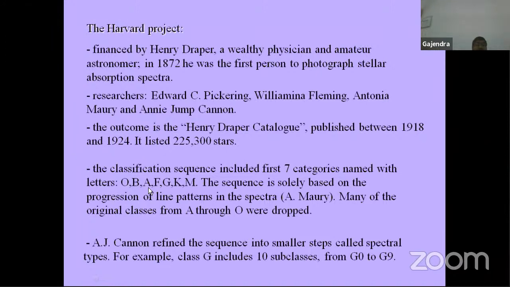Earlier I told you A to O, but somewhere in the 1900s, they started having an idea of the hydrogen atom, and they knew that these lines are basically the hydrogen Balmer lines. So they rectified their criteria from A to O. They then classified them as O, B, A. I will come to this as I move on.